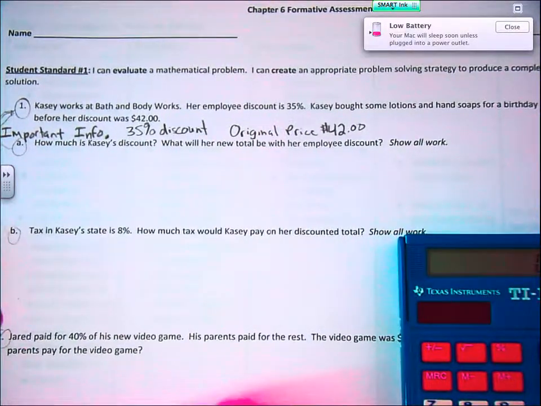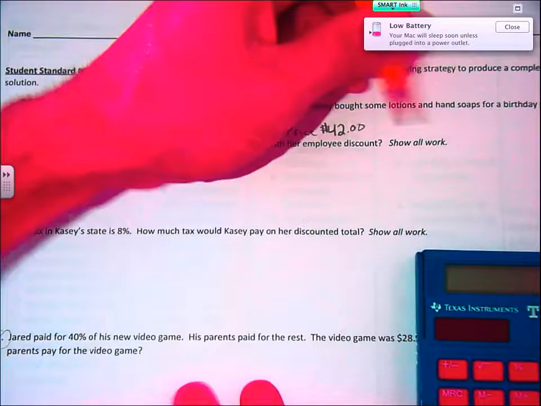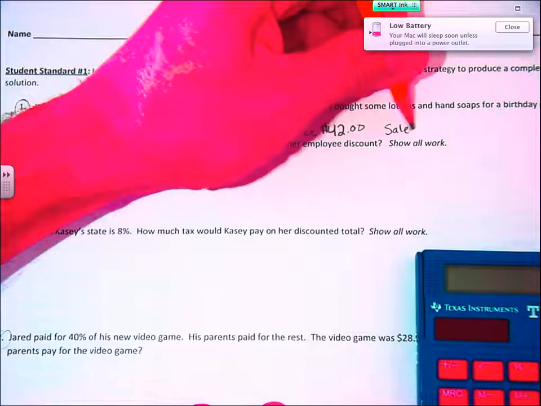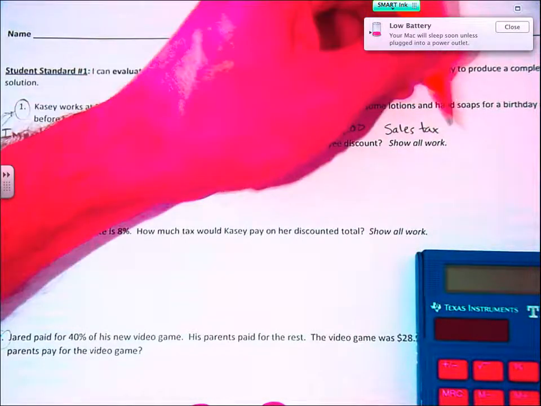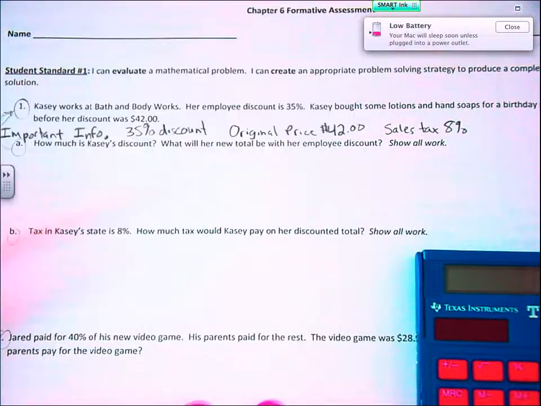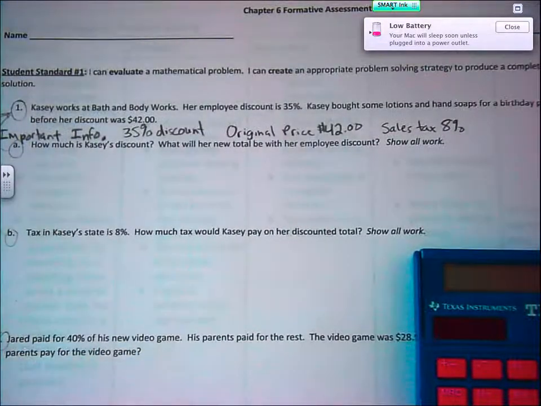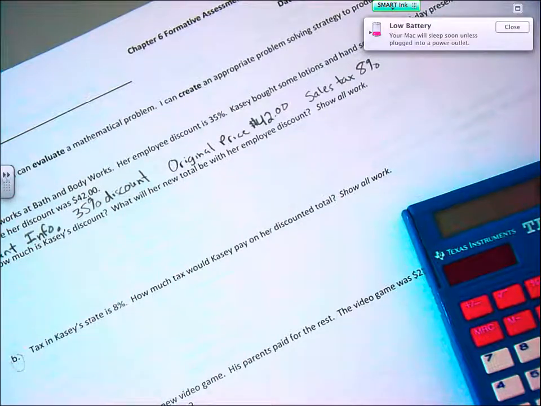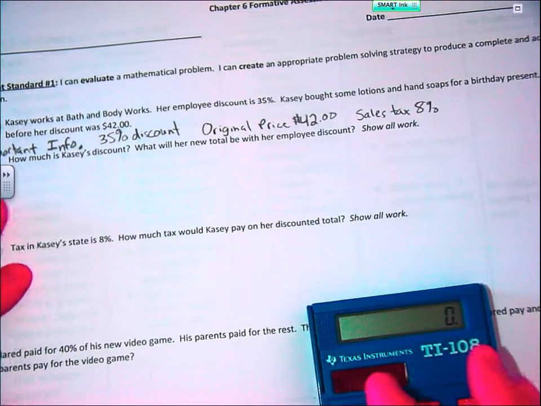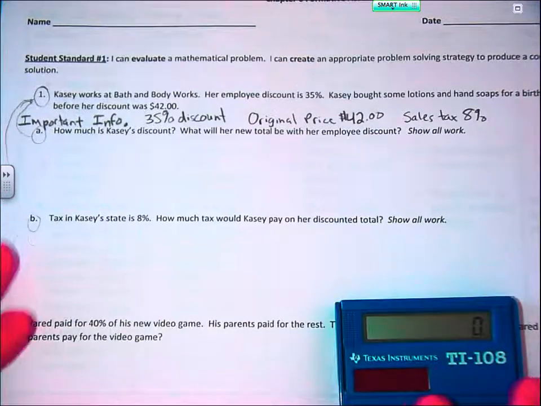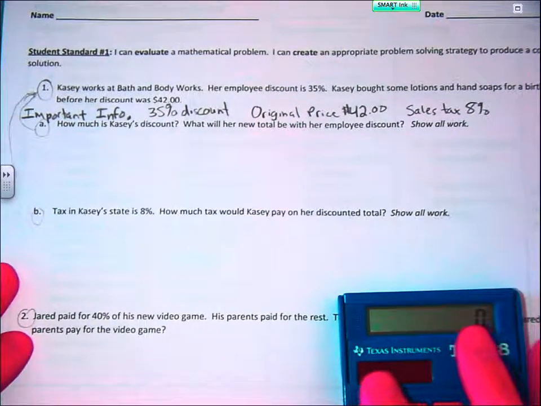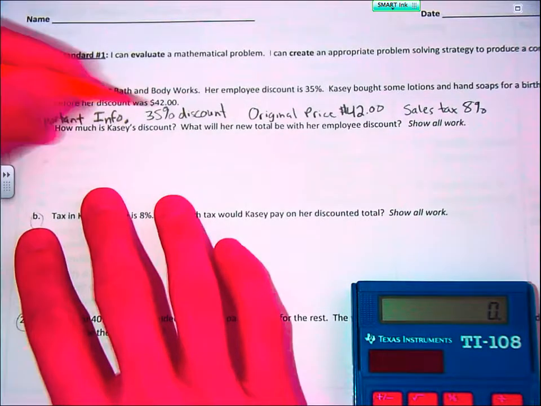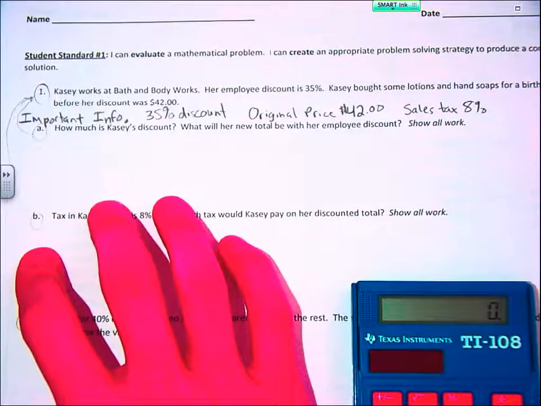Then for Part B, the state sales tax is 8%. And so I did all the important information for Part A all in one step. That was worrisome. I wonder if that's going to show up on the recording that I ran out of battery almost. All right. Now, how much is Casey's discount?